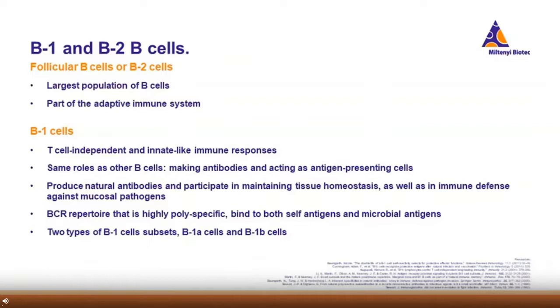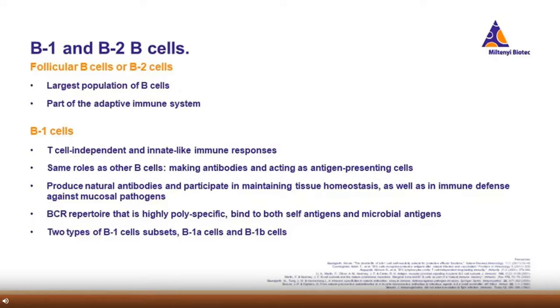Now I'm going a bit deeper into the B cells, so B cell types. There are actually two types of B cells: the B1 and the B2 B cells. The B2 B cells are the follicular B cells, normally all just called B cells, and they are the largest population of B cells and play their part in the adaptive immune system. So that's the commonly known B cell that is always referred to.